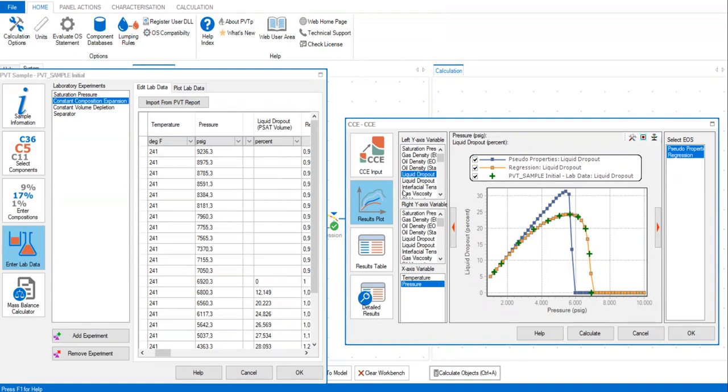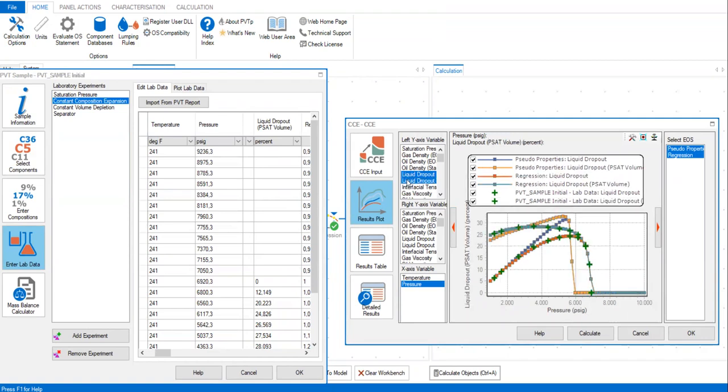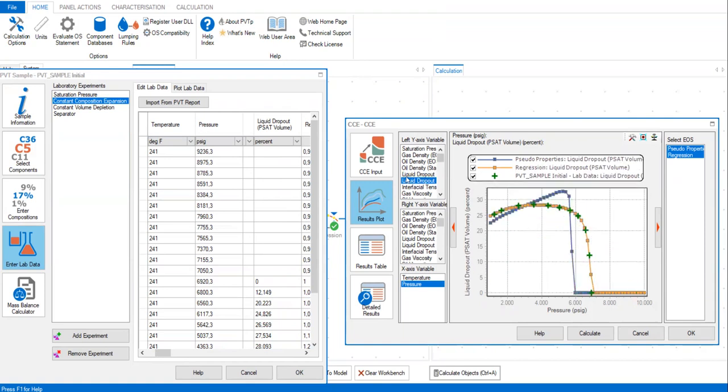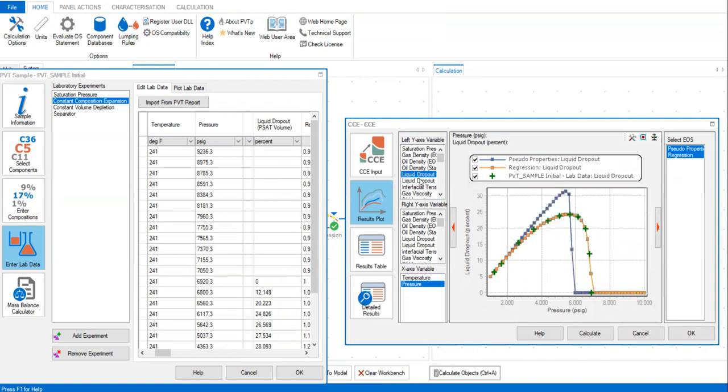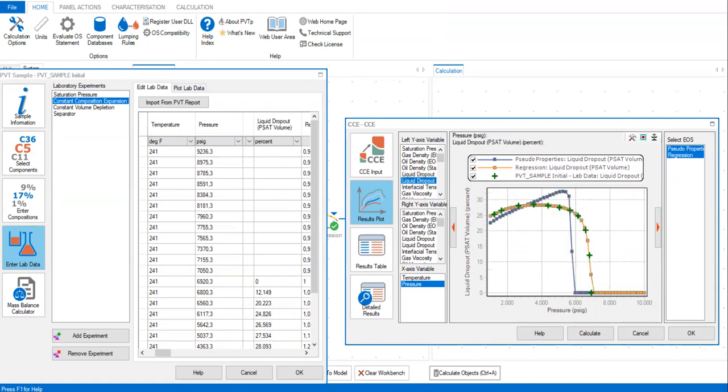Now let's see the liquid dropout at saturation pressure volume. Very good. Okay, maybe I can uncheck this first. Here you go. Okay, so it's very good. So we are successful in achieving a good match for the liquid dropout and liquid dropout at saturation pressure volume.